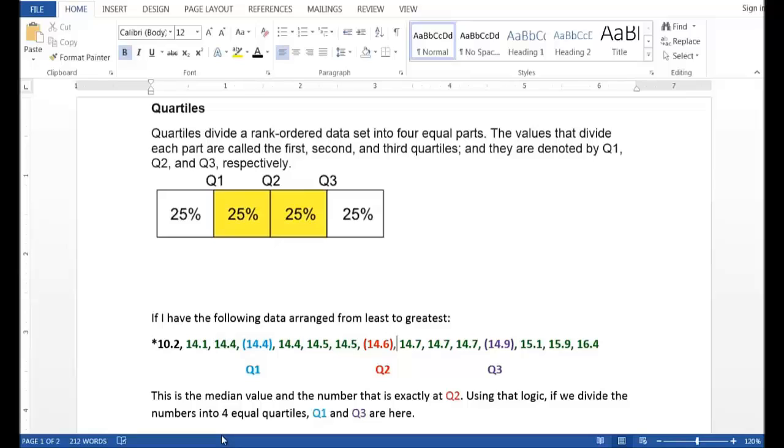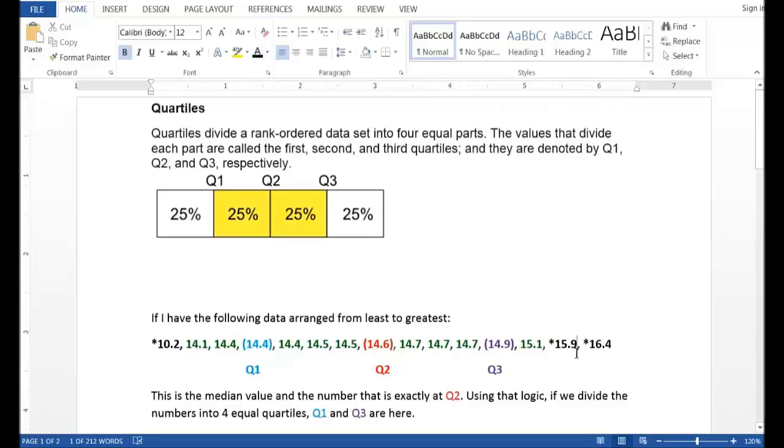Anything above 15.65, as you can see, these two numbers are above 15.65, which was our cutoff for a high outlier. So I'm going to put a star next to these values just to tell me that these are possible outliers.